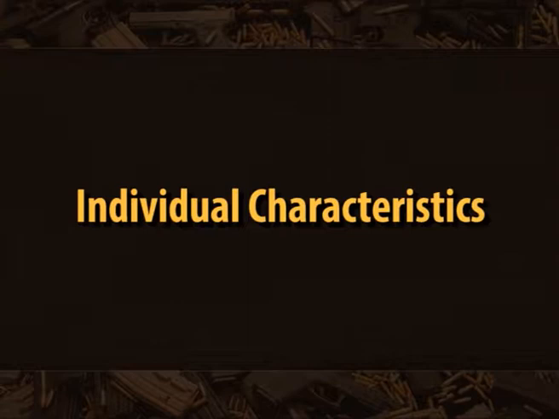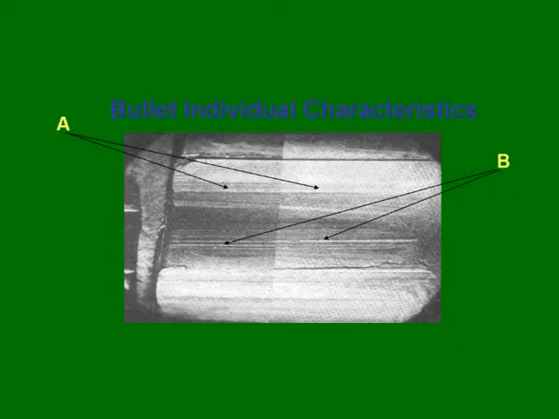Now, let us come to individual characteristics. Finer details in the lands and grooves are the individual characteristics of the firearm. Individual features are helpful as they are always different and no two firearms have the same characteristics. These characteristics are useful in comparison of bullets. Individual characteristics are the imprint of the small irregularities in the barrel, and are never duplicated by different weapons.